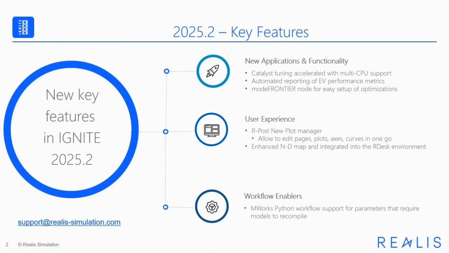First, on the application side, we've added multi-CPU support for catalyst tuning, which makes those runs noticeably faster. I'll come back to this later in this presentation because it's one of the big improvements for this release and deserves a closer look. We've also introduced automated reporting for EV performance metrics. This removes a lot of manual work and ensures consistent traceable outputs, and again, I'll cover this in more detail later.